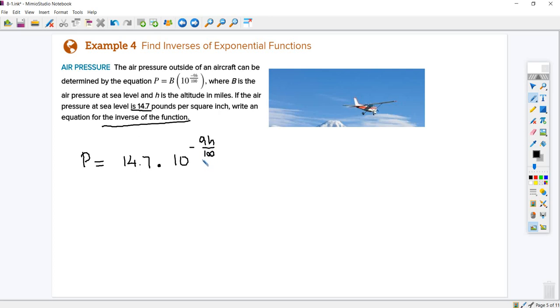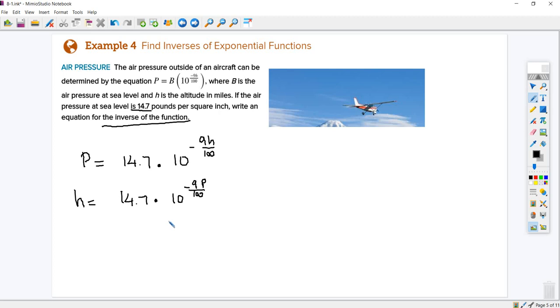Okay, so if you are looking for the inverse, remember how we do that. You switch X with Y, right? The first step. You do the same thing here. P and H will just switch, and H will be here, and the P will be there. That's the very first step. 10 to the power negative 9P over 100. There you go.